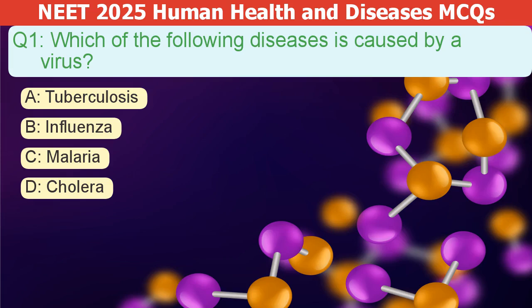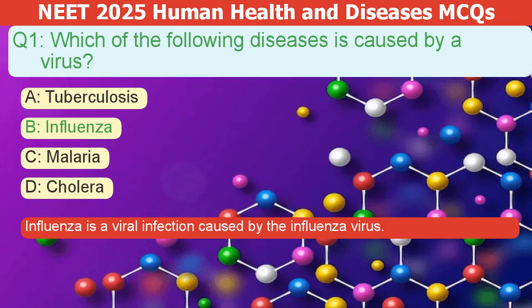Which of the following diseases is caused by a virus? A. Tuberculosis. B. Influenza. C. Malaria. D. Cholera. The correct answer is B. Influenza is a viral infection caused by the influenza virus.